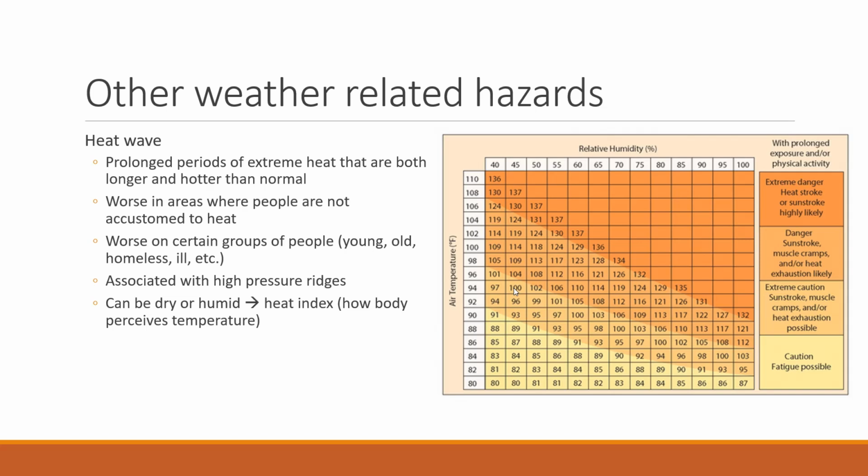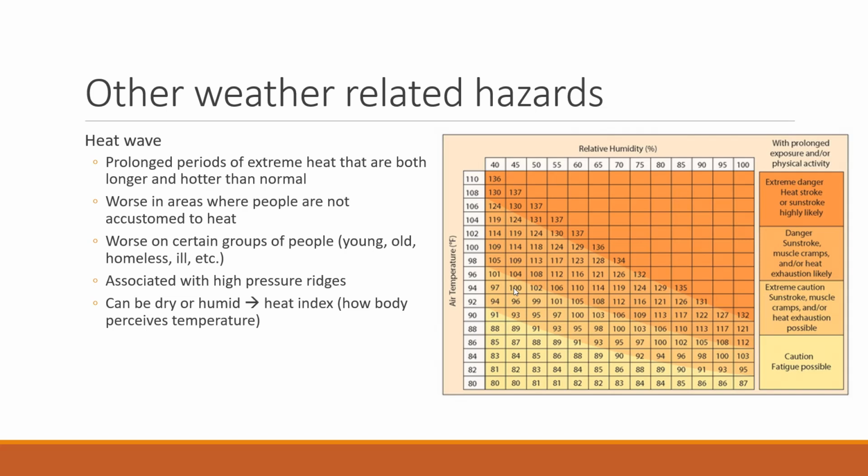In hot areas, we have to worry about heat waves. A heat wave is where we have an extended period of extreme heat that's both longer and hotter than normal. This tends to be worse in areas where people are not accustomed to heat. So when Europe gets a heat wave, they feel it very, very much. Whereas places that are more accustomed to heat are more used to it, so it's not as much of an impact.